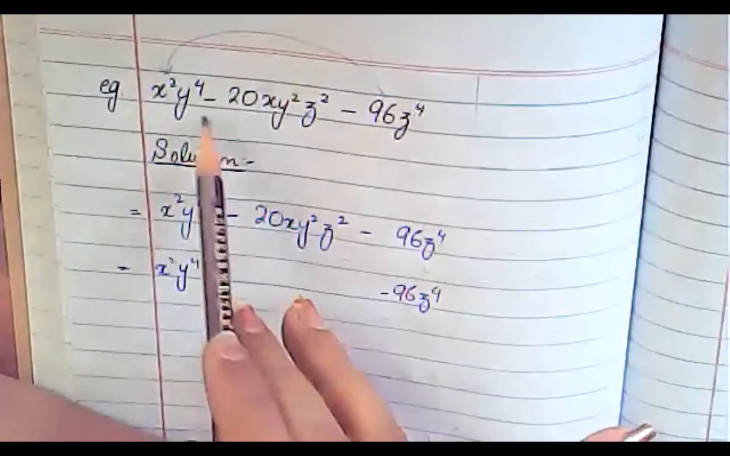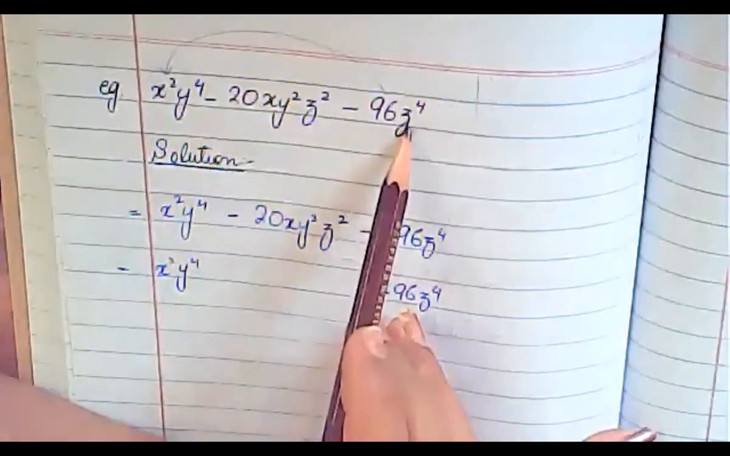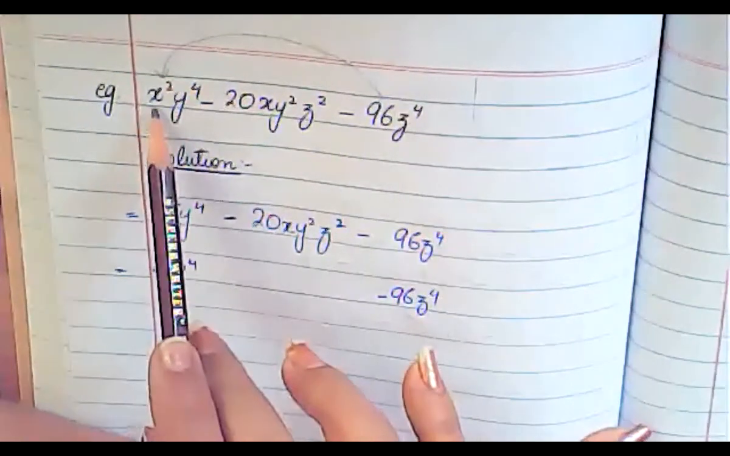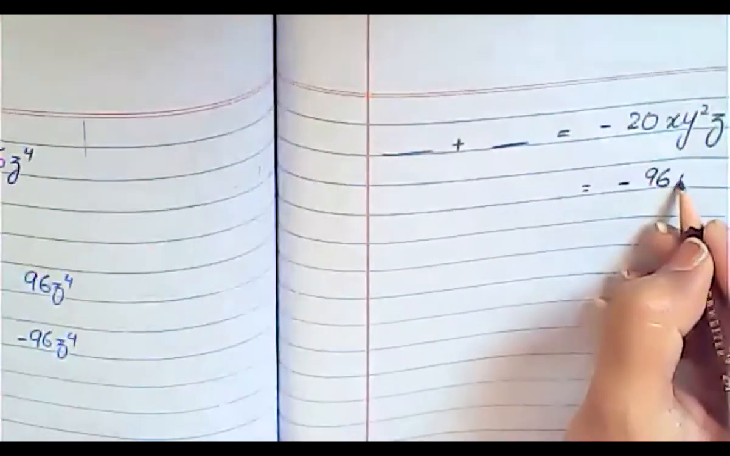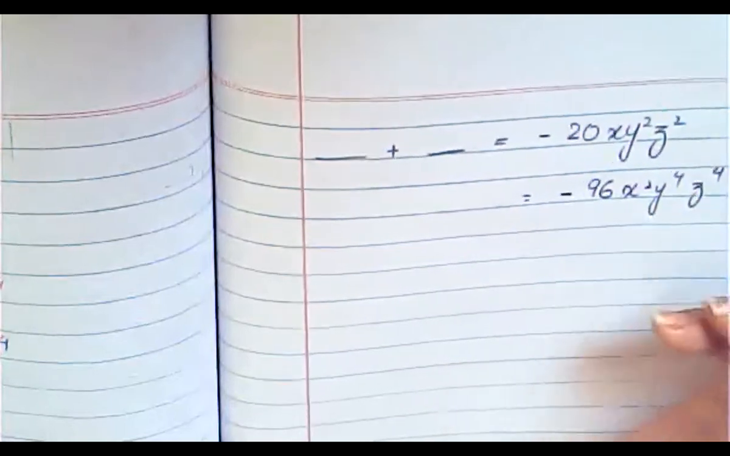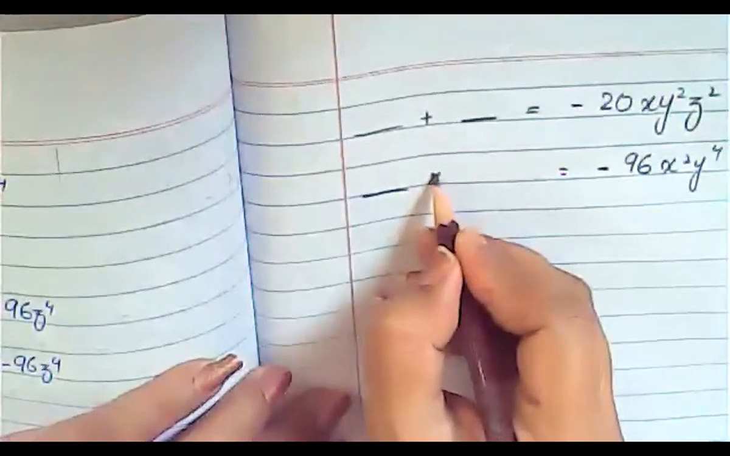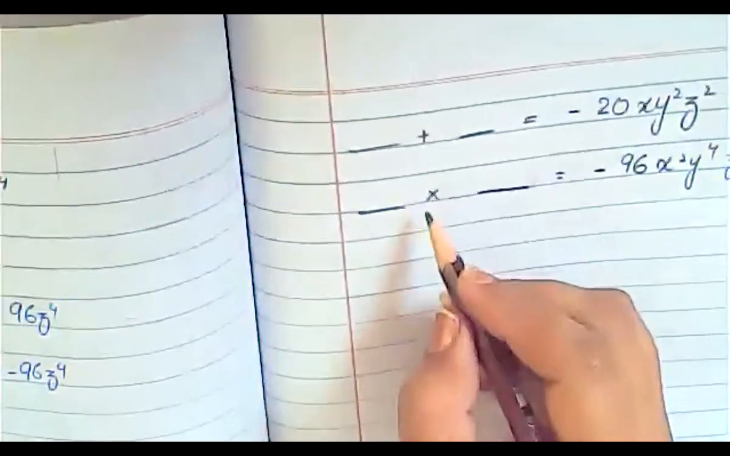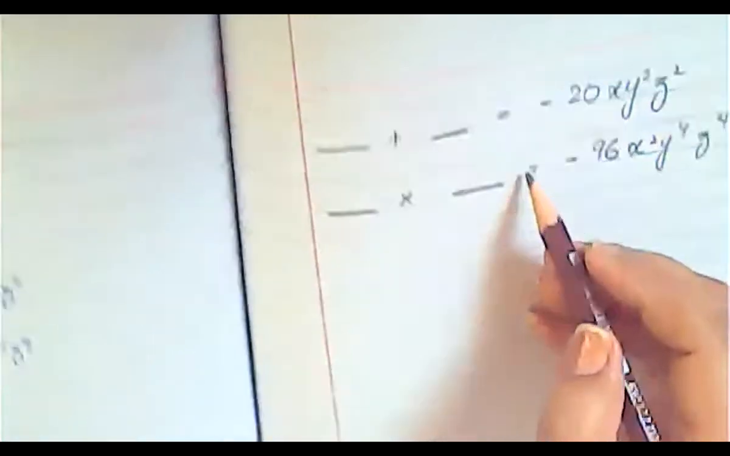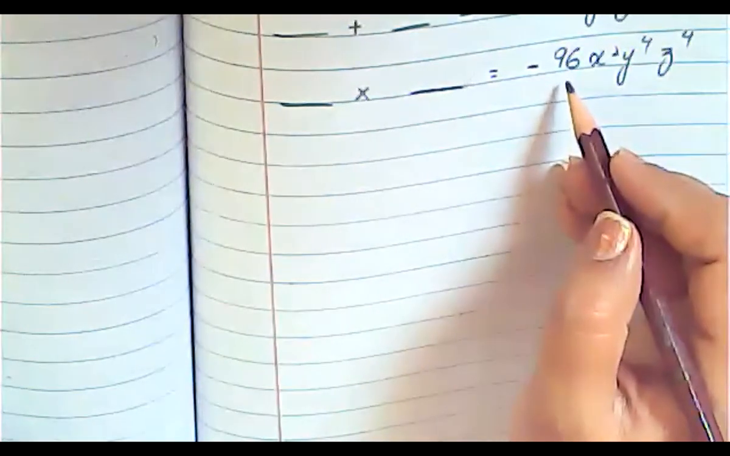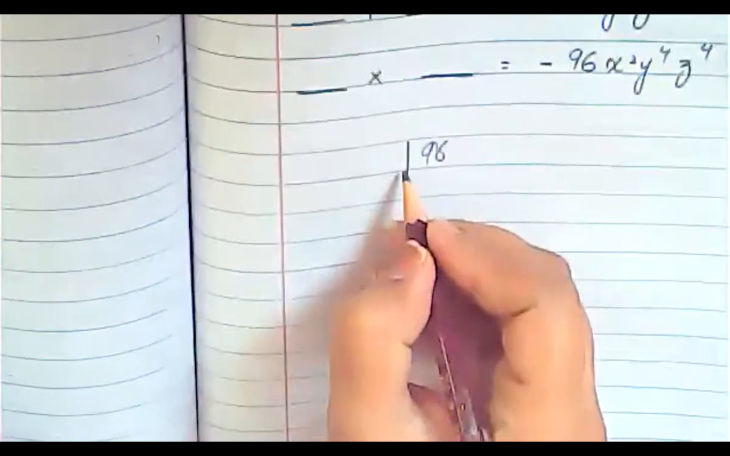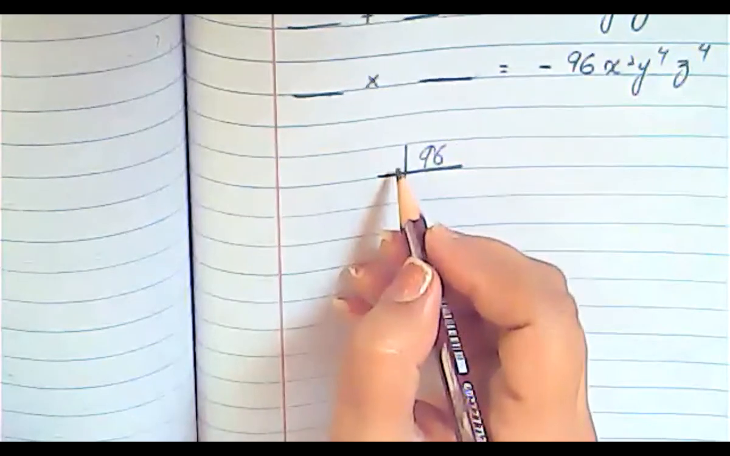Then the variables, which are x square, y4 and z4, you will multiply these two terms. So what you will get is x square y4 and z4. Now look here, you have to identify any two terms so that your answer should be equal to this one. Now 96 is a bigger number, so here you will break it down into factors. Now look here, how will you break it down into factors?